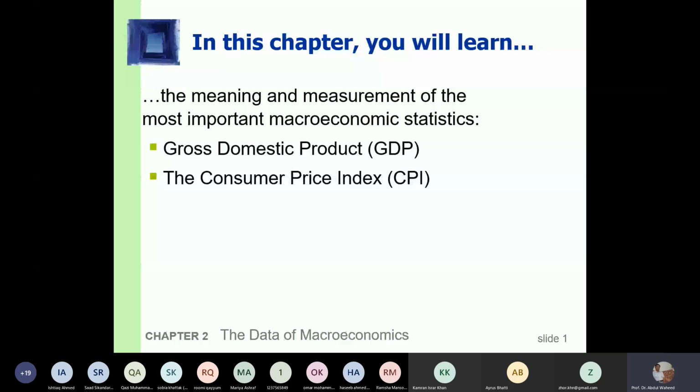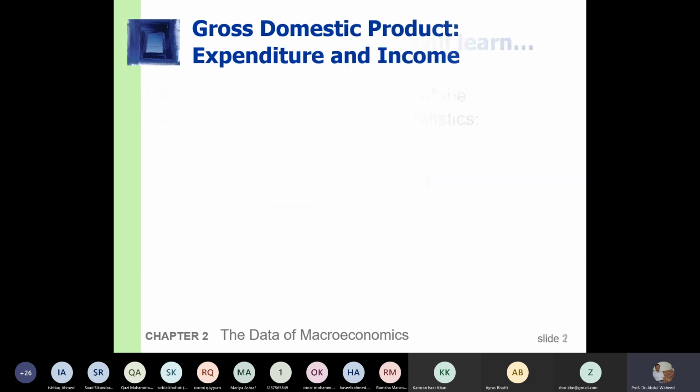We will also discuss the consumer price index, and we will see how the inflation rate is estimated using the consumer price index, and we will see the construction of the consumer price index. We will also discuss the unemployment rate and how to calculate it. So in this chapter we will discuss these.